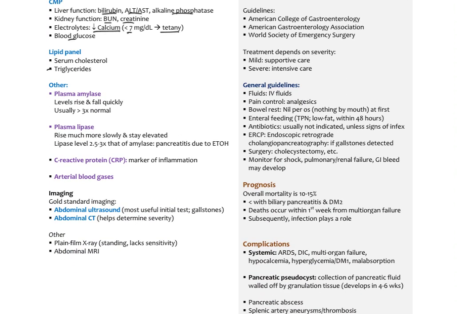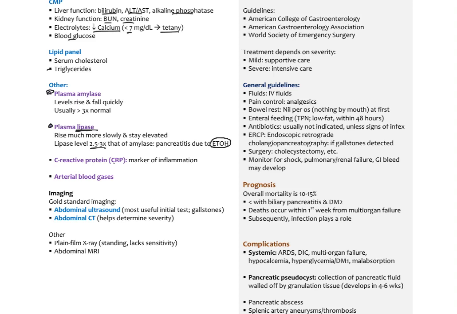And then some of the classic markers of acute pancreatitis would be plasma amylase. The levels tend to rise and fall quickly, but they're usually 3 times above the normal level. And then what elevates and stays elevated longer would be the lipase. So we usually do both, but the lipase is a better long-term marker. And when we see lipase levels 2.5 to 3 times that of the amylase, that's a pretty clear sign this is pancreatitis due to alcoholism.